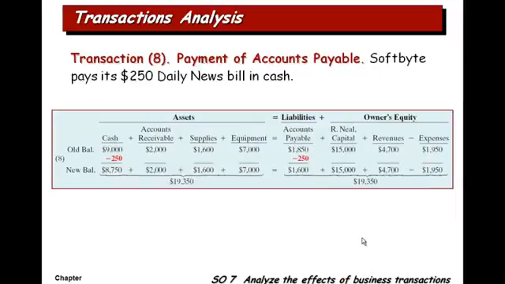Transaction number 8, payment of accounts payable. What we're going to do here is, we already have an accounts payable on the books, so we already have a liability on the books. By paying this, we're going to reduce that liability, but also we're going to reduce cash. As you can see down here, cash we're reducing by $250. However, we're also improving the overall net worth of the company by reducing a liability. Reducing liabilities is good.